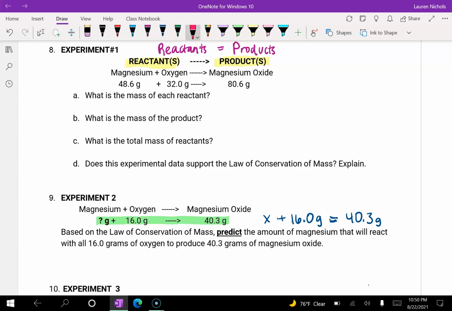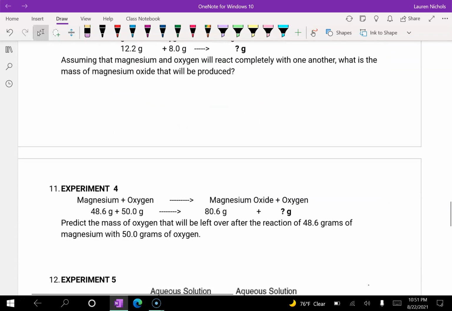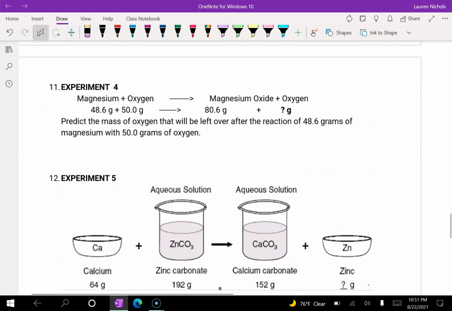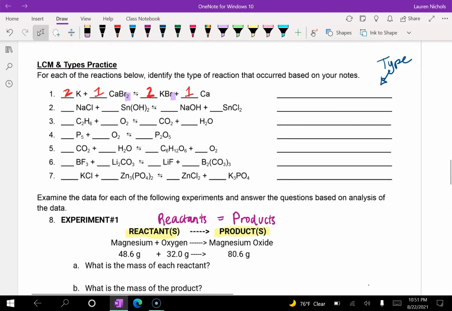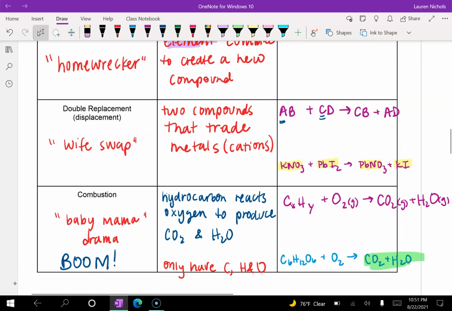Okay, don't forget that if you're moving a number to the other side of the equal sign, you do the opposite of its math operation. Okay, and so you've got some different experiments and things to practice. And you're going to want to make sure that you complete it so that we can go over it together in class. And good luck, and I will see you next time.